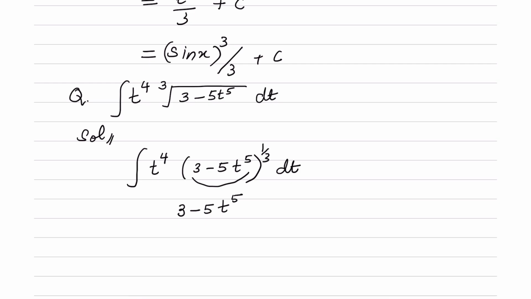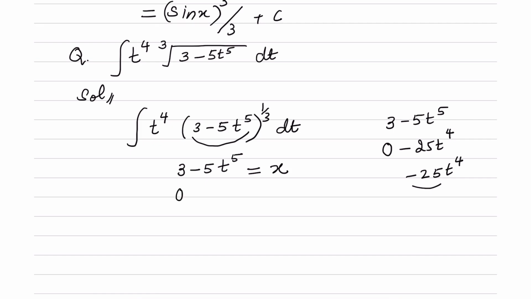So the derivative of this expression 3 minus 5 t power 5 is: derivative of 3 is 0, minus 5 into 5 t power 4, which is minus 25 t power 4. So derivative of this expression is minus 25 t power 4. The variable presence is important. Minus 25 is the constant. It is not here, but it would be adjusted later, but t power 4 is here. So yes, we will go ahead with this substitution and put this equal to another variable, let's say x.